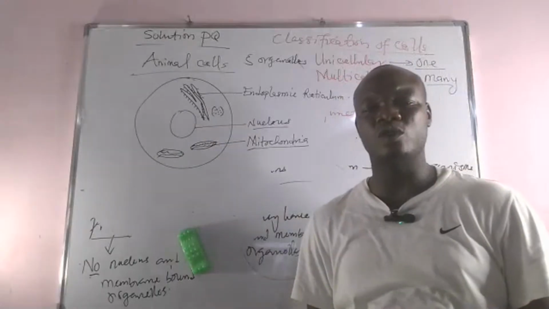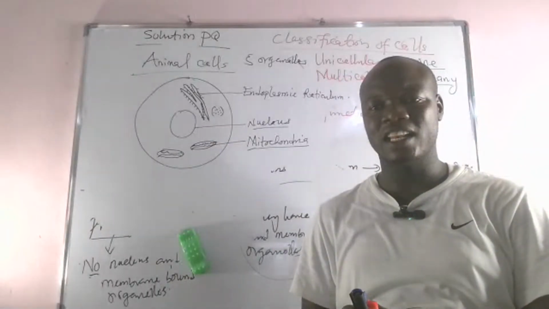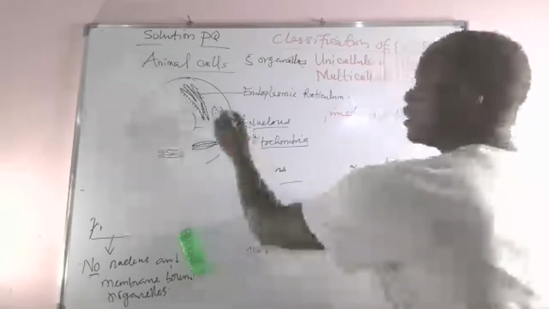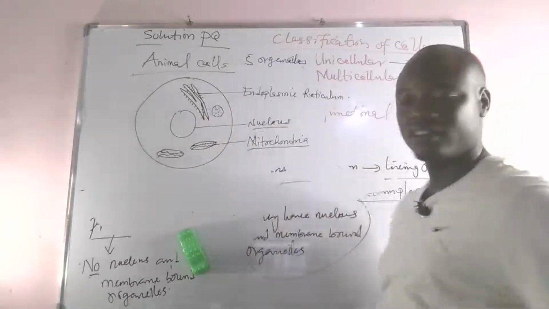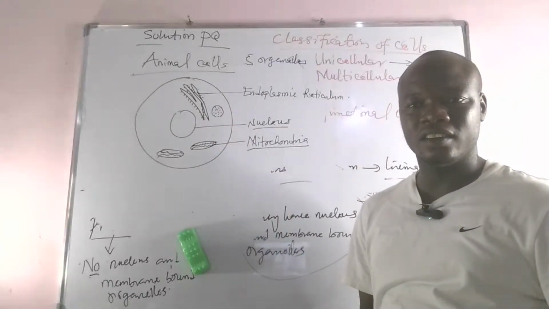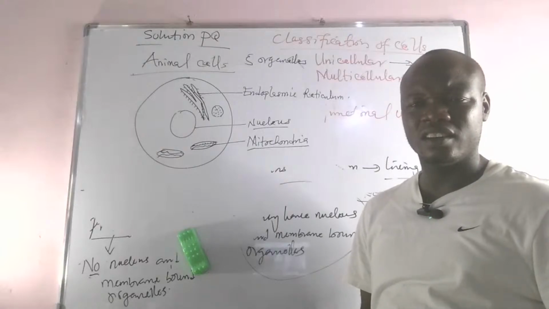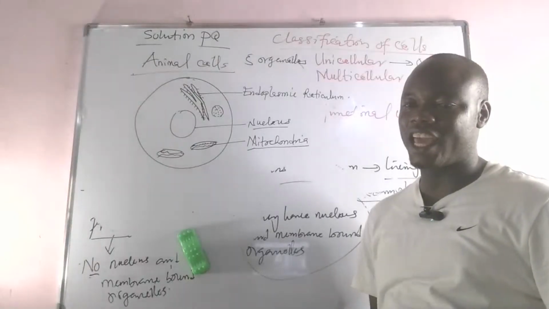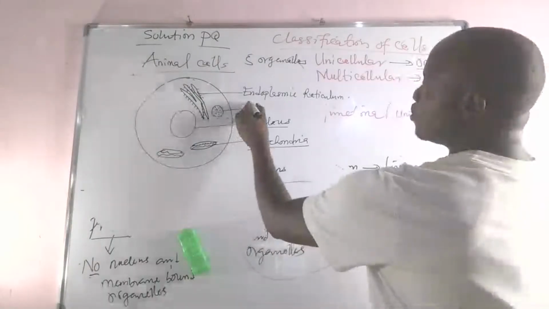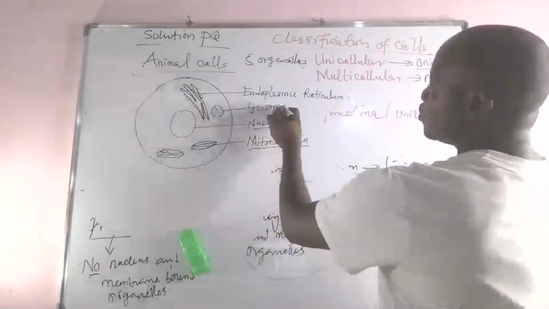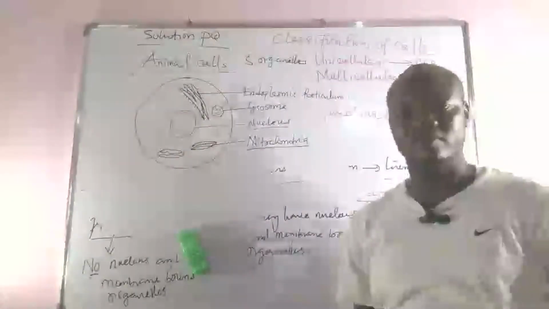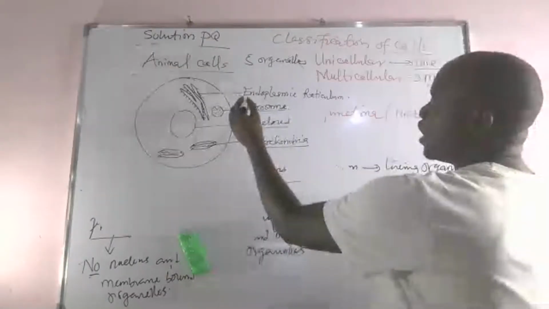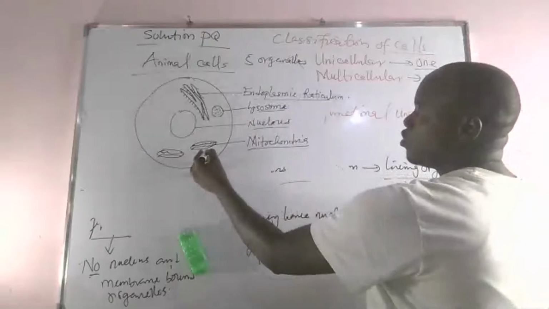So the first thing you need to know is how to draw the cycle. So now, who can tell me what this is in a cell? This is not ribosome, it is a lysosome. Okay, so now we have 1, 2, 3, 4.